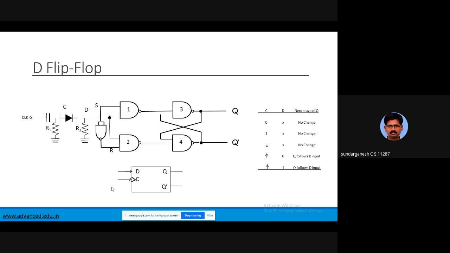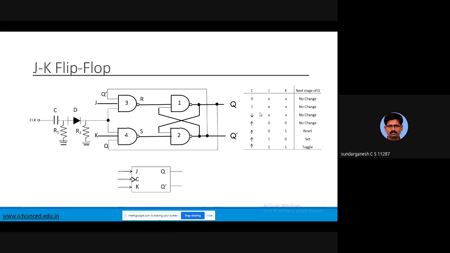So next one is the D flip-flop. The S and R inputs are connected as the D input. If the clock is not given, there is no change. If you give the clock, and you are not giving any input in the first case, you have no change. Next, during the negative edge also there is no change. During the positive edge, if the D input is 0, it follows the D input. If the positive edge comes and the D input is 1, the output becomes 1. So the Q follows the D input.